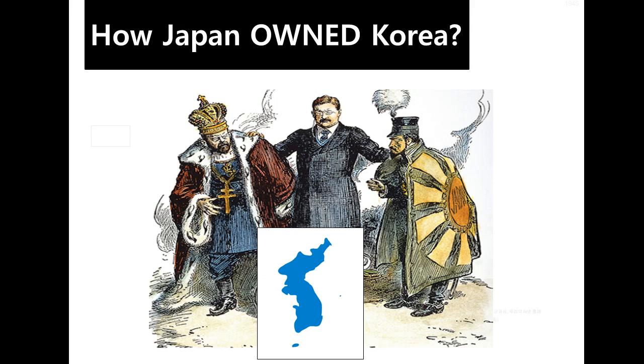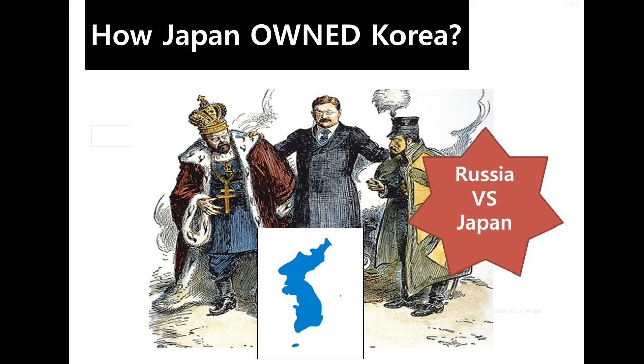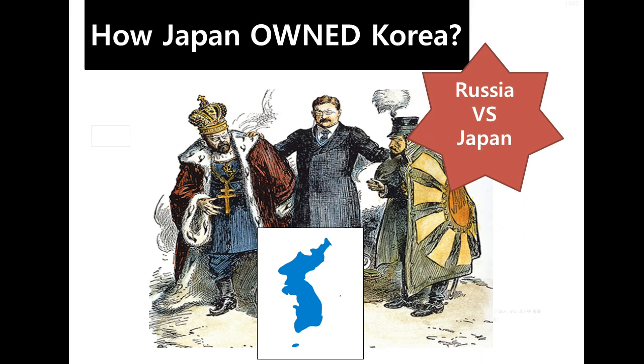In February 1904, Russia and Japan were having a conflict over Korea. It is called the Russo-Japanese War. Both countries wanted to increase their influence in Korea because they wanted to rule Korea.